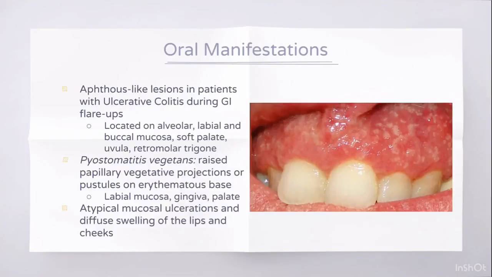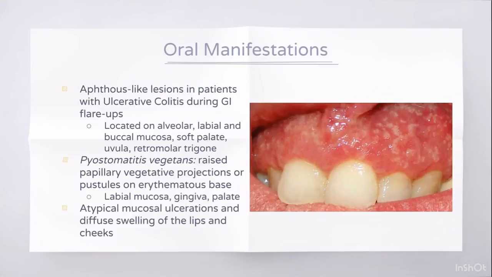As for oral manifestations we see in people with inflammatory bowel disease, we see aphthous-like lesions in patients that have ulcerative colitis, usually during times when they have GI flare-ups. They're usually located on the alveolar, labial, and buccal mucosa, the soft palate, uvula, and retromolar trigone.